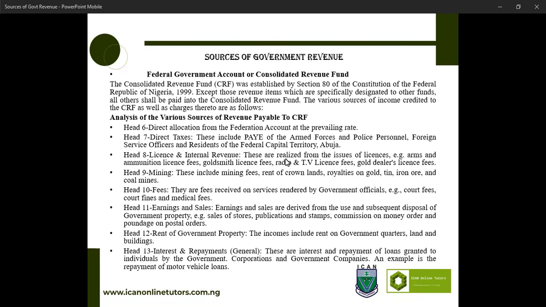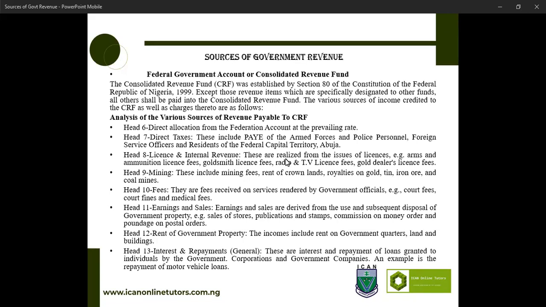Yes, sir. Is there a particular percentage for federal government from this federation account? Yes, there is a percentage for federal government, there's a percentage for state government, and there is also a percentage for the local government. And this will have been stated and quoted by the FAAC, Federation Account Allocation Committee.